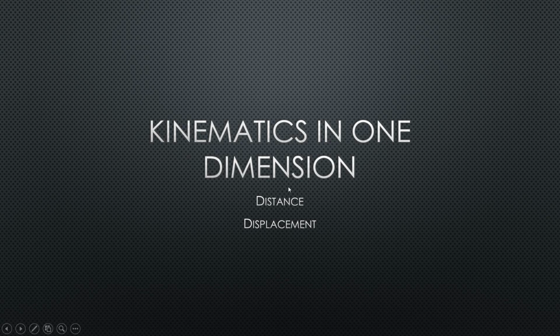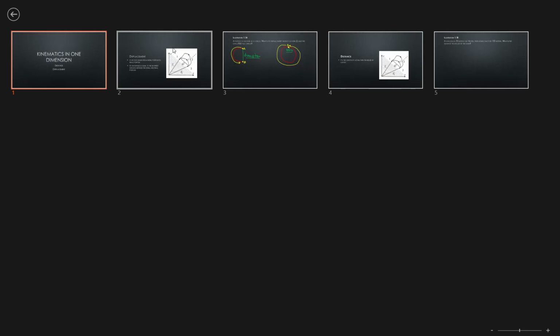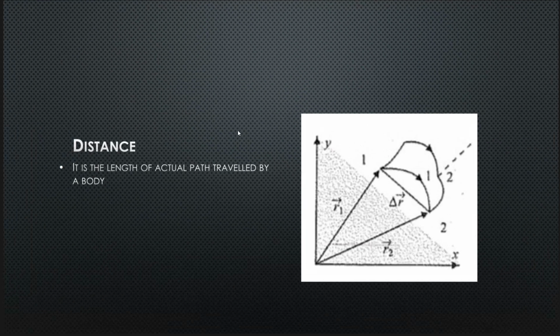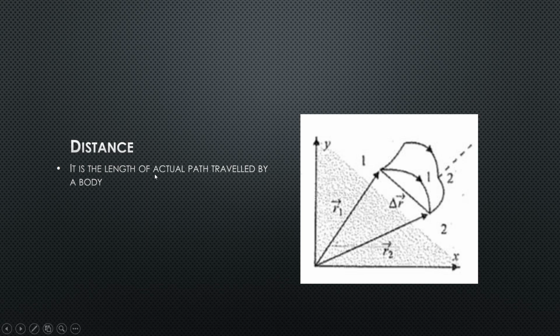Kinematics in one dimension. Now let us talk about distance. So when we say distance, it is the length of the actual path traveled by a body. So let us consider these figures.